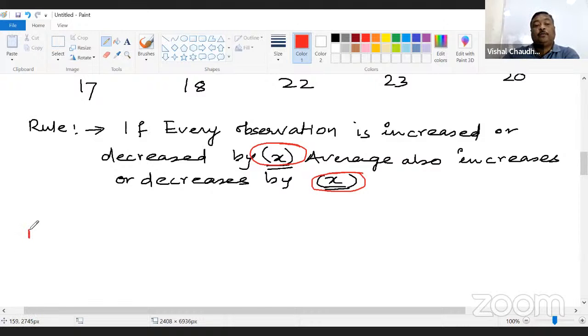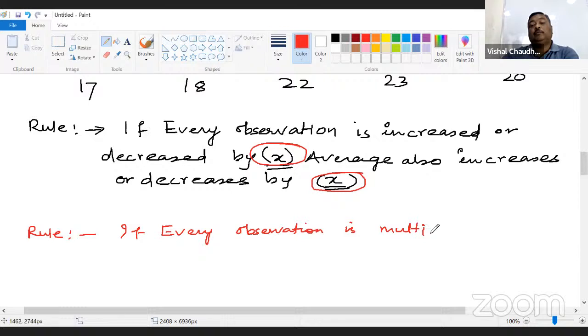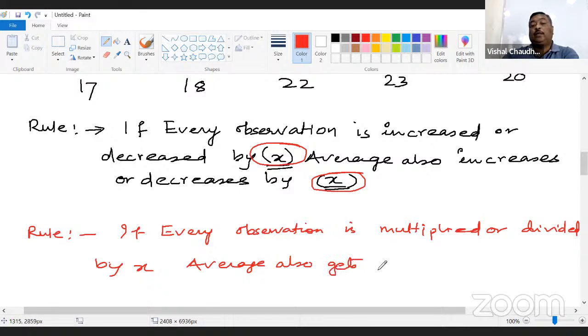Similarly, another rule comes out from here, and it is: if every observation is multiplied or divided by x, the average also gets multiplied or divided by x.